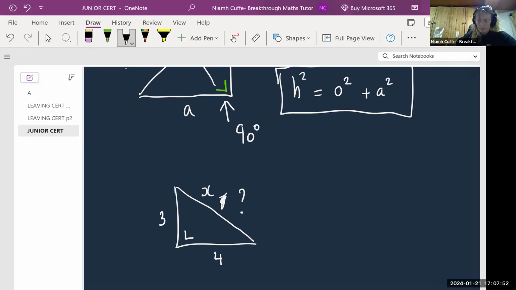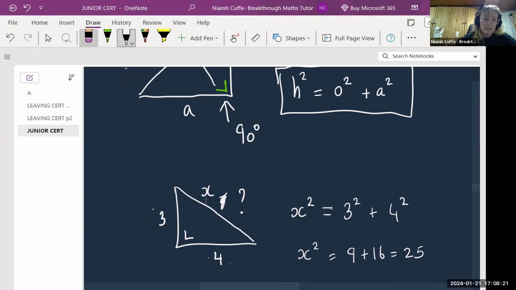Using Pythagoras, what are we going to do? Well, my side opposite the right angle is called X, so X squared is equal to the sum of the squares of the two other sides. It's equal to 3 squared plus 4 squared. So what do we have? X squared is equal to 3 squared, which is 9, plus 4 squared, which is 16. X squared is equal to 25.